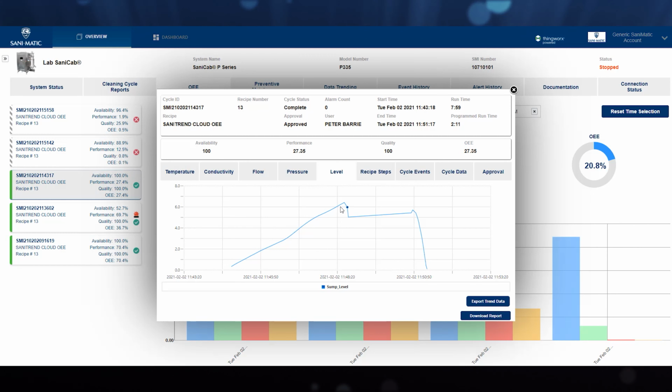So there we see the level taking longer. But we also see our performance score up here, right? So availability looks good, 100, no stops or anything like that. Quality looks good, no aborted cycles, but our performance score really took a hit here.